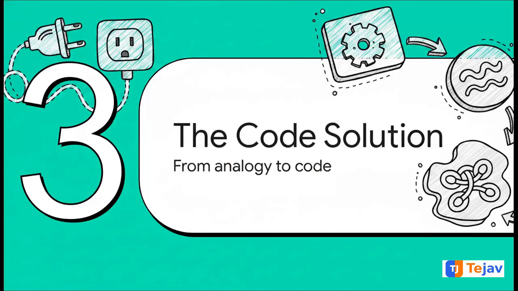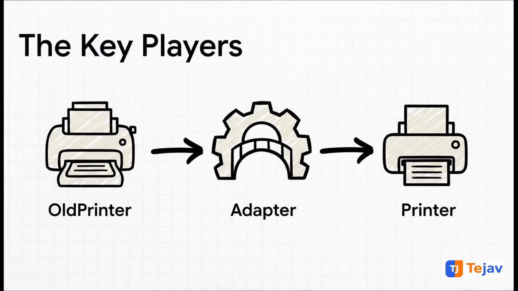Okay, so with that travel adapter analogy locked in our minds, let's translate this directly into code and see how it actually works in practice. So in the code, we basically have three key players. First up is the adaptee. You can think of this as our old incompatible code, kind of like the wall socket in a foreign country. Then we have the target. This is the interface our new system expects, like our laptop's plug. And finally, of course, there's the adapter itself, the magic piece of code that makes them talk to each other.